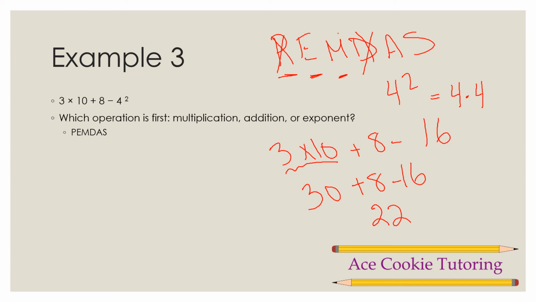So to wrap it up for example number 3, I have to find what 4 squared is first, then I multiply, then I add.